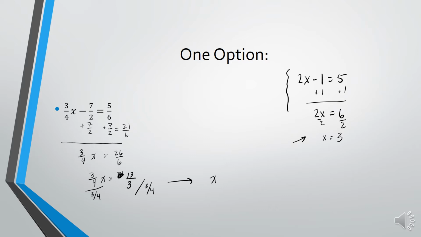On the left-hand side, we'll just be left with x, and on the right-hand side I'll have 13/3 divided by 3/4. Now remember, to divide fractions, we take the second fraction, flip it, and multiply straight across. When I do that, I'm going to get 13 times 4, which is 52, and then 3 times 3 on the bottom, which is 9. So there's nothing wrong with this way. We just treated the fractions like we used to with the whole numbers and solved for x.